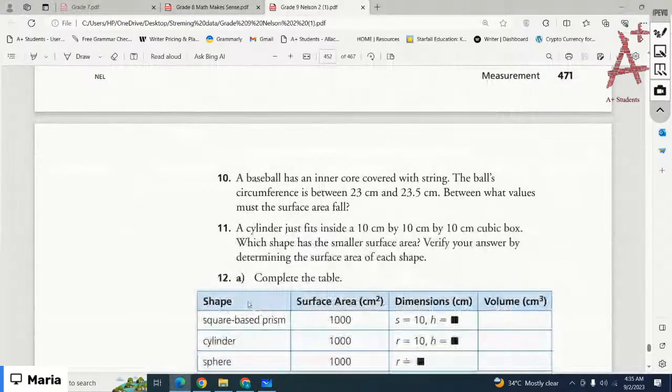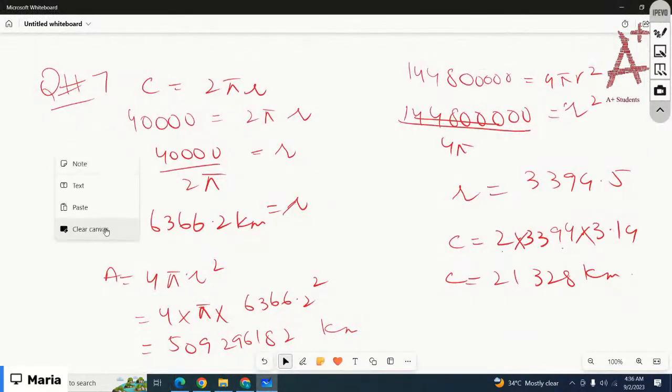Okay, let's just start with question number 10. A baseball has an inner core covered with string. The ball's circumference is between 23 centimeter and 23.5 centimeter. Between what values must the surface area fall? Okay, you have to calculate the surface area, right? Question number 10.